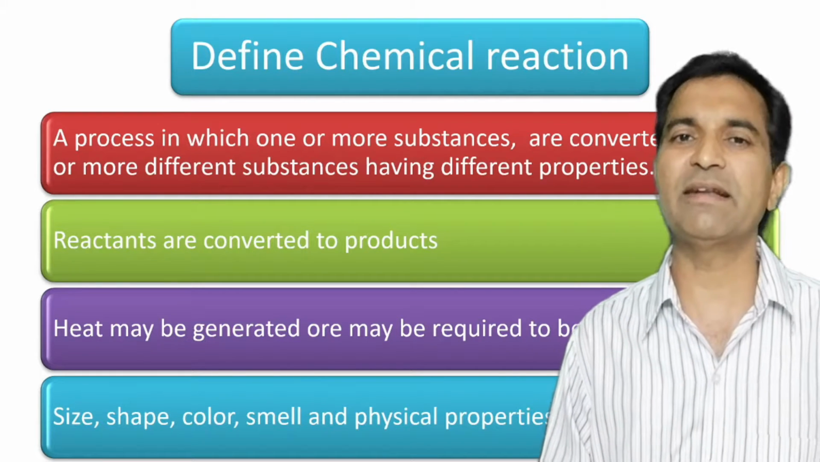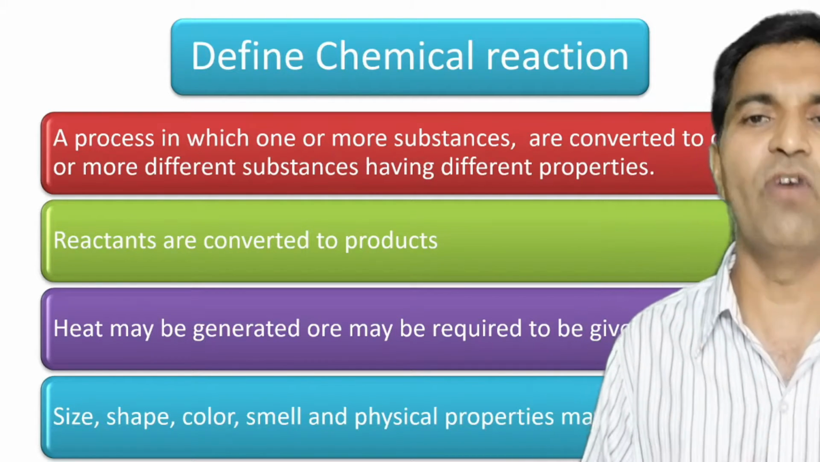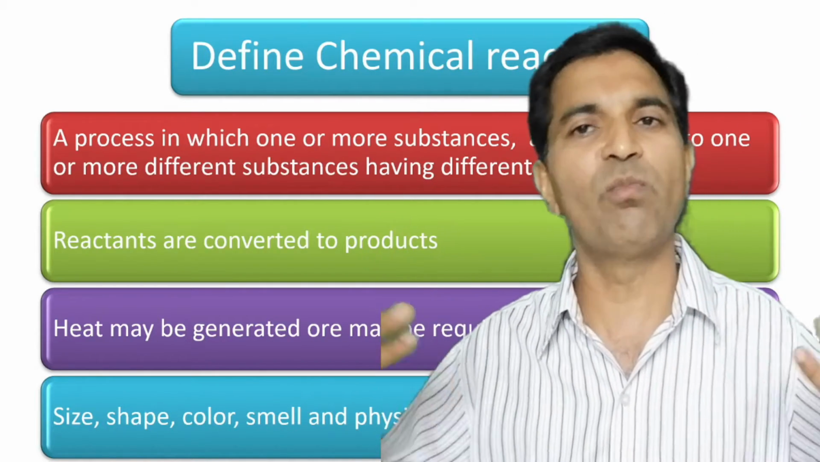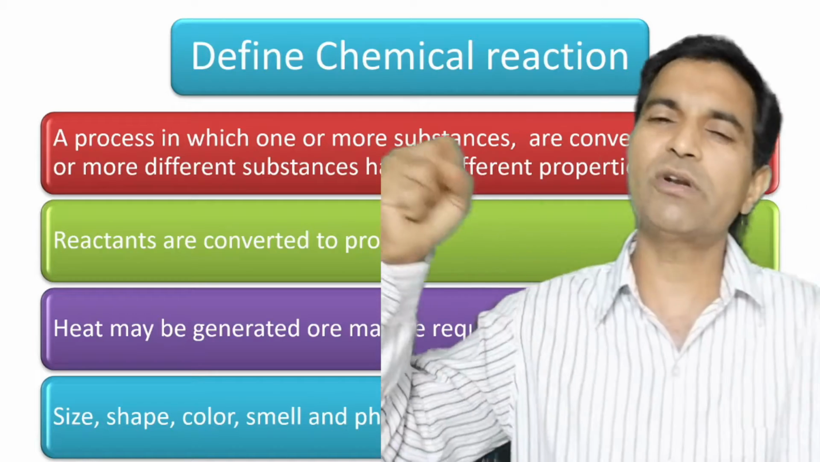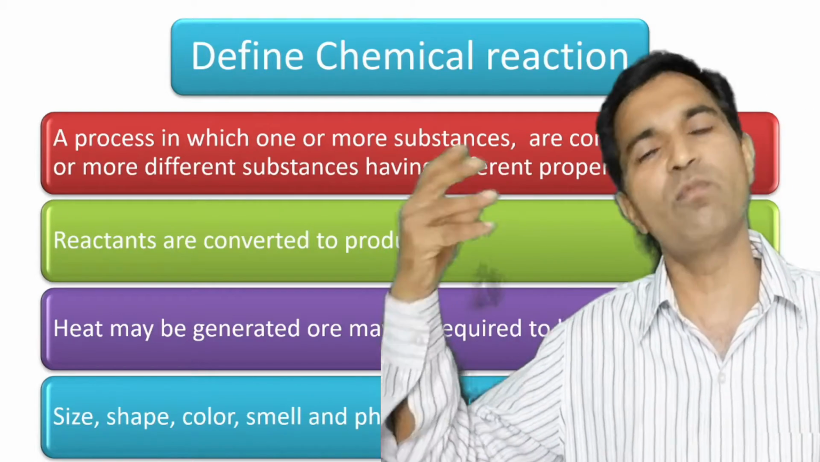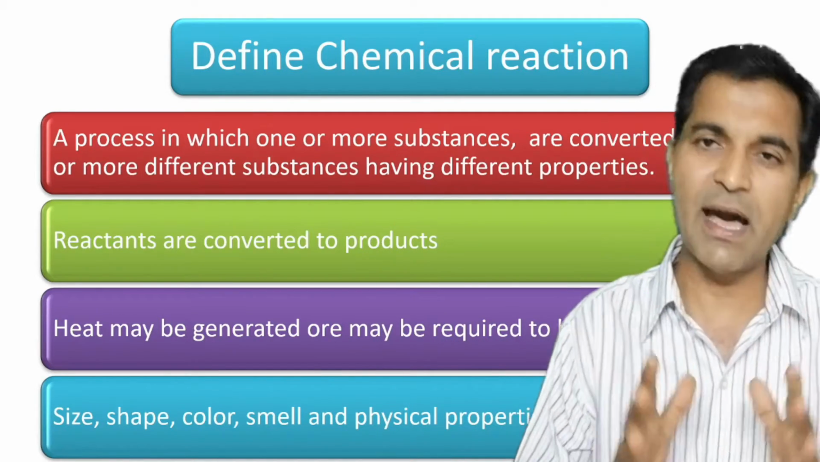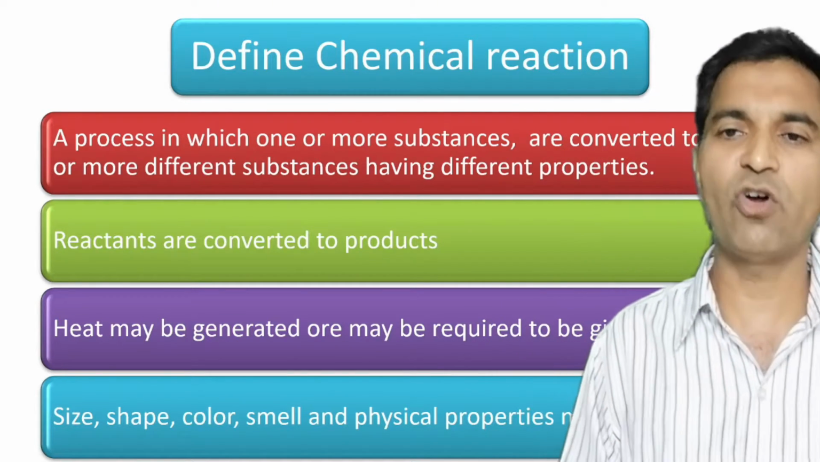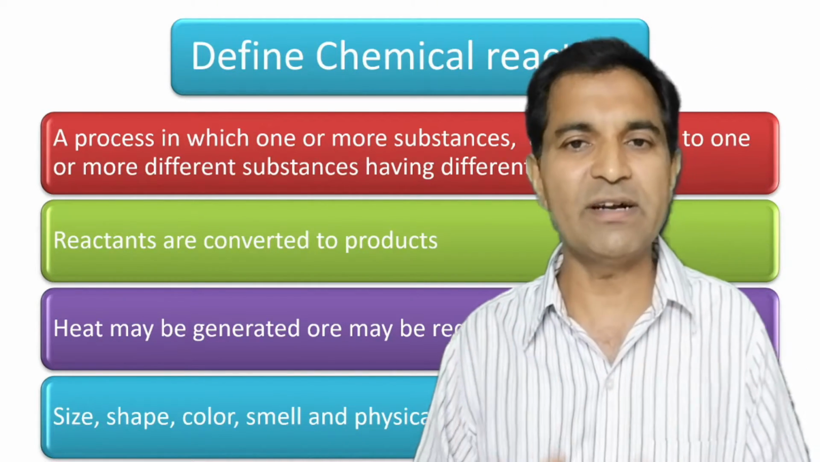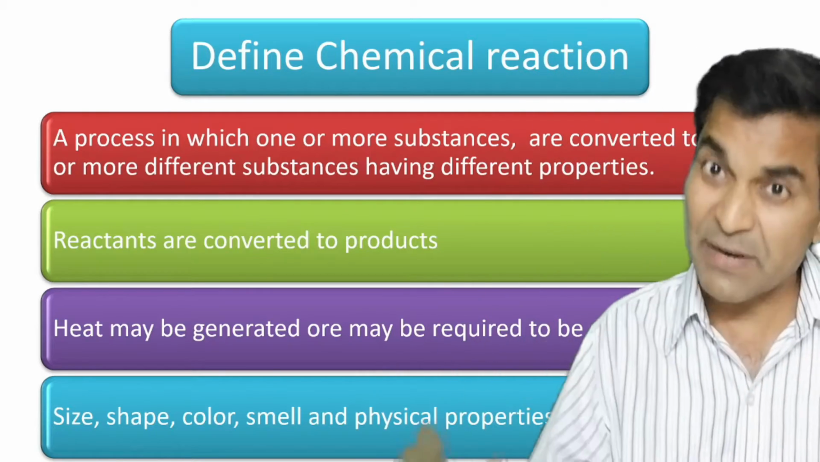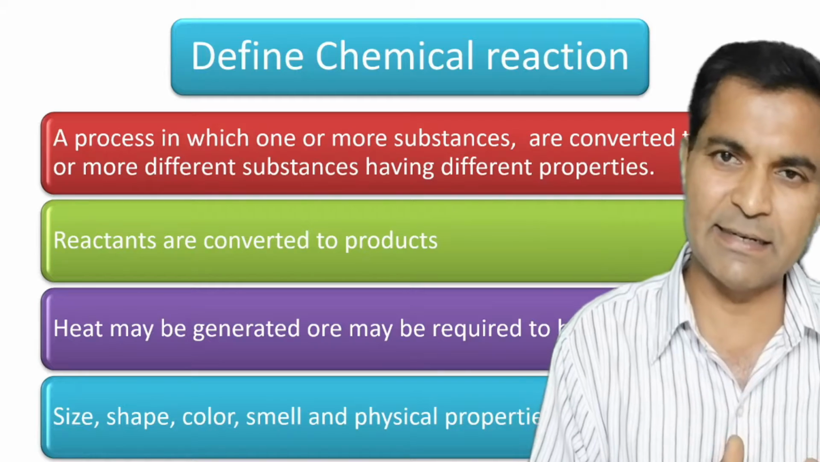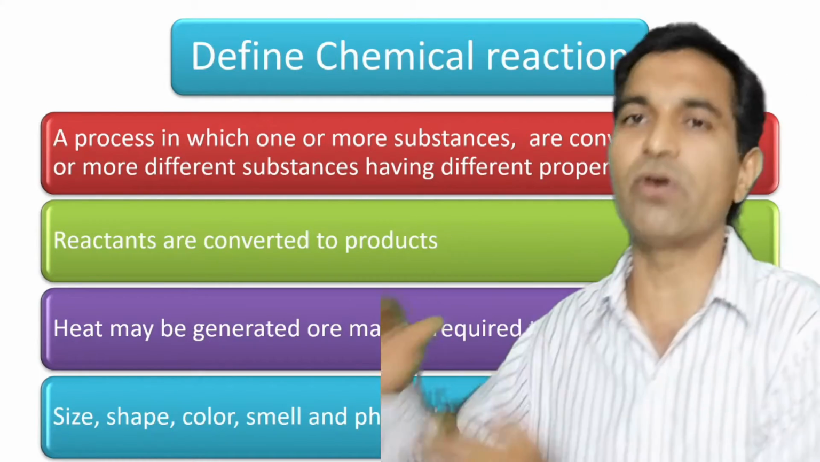So what is a chemical reaction? A process in which one or more substances combine with one or more different substances and produce totally new substances, one, two or more than two, is known as a chemical reaction. It is a process in which one or more substances are converted to one or more different substances having different chemical properties. Actually, reactants are converted to products.